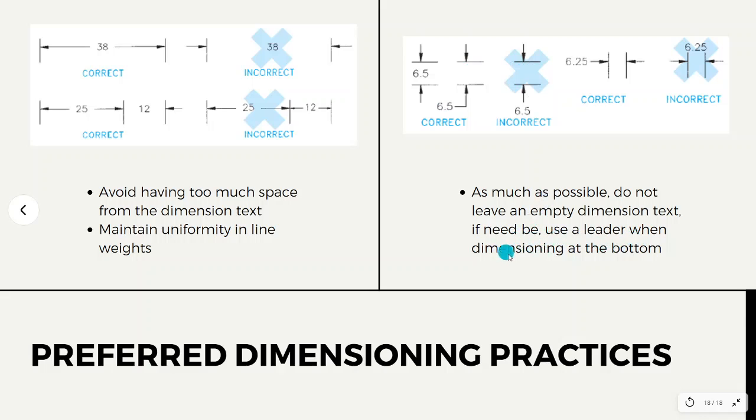Use a leader when dimensioning at the bottom. So as you can see, it is a bit confusing when the dimension is placed at the bottom. It looks better on the side, with a shoulder on your dimension when you put a leader. The shoulders of your leader or of your dimension line should be horizontal, okay? So this is also an incorrect way, because the space is too small for the dimension text, so you put it on top instead of on the side.